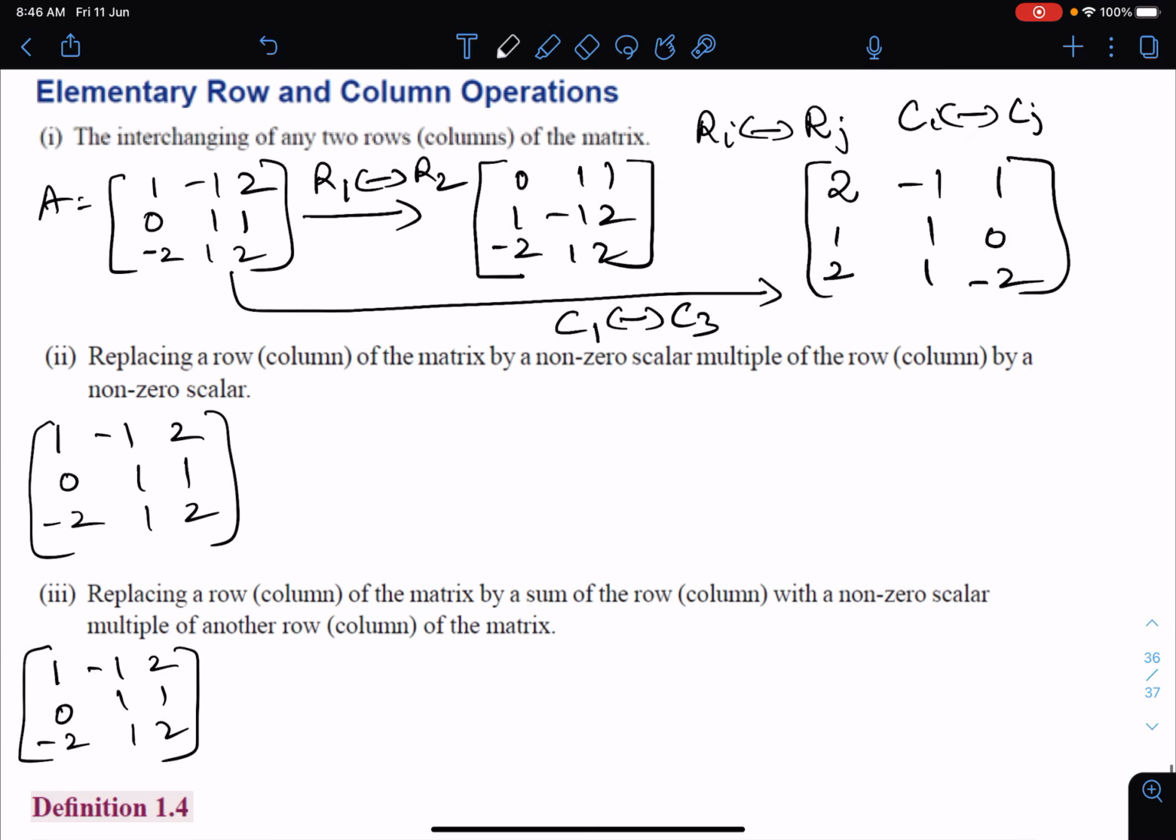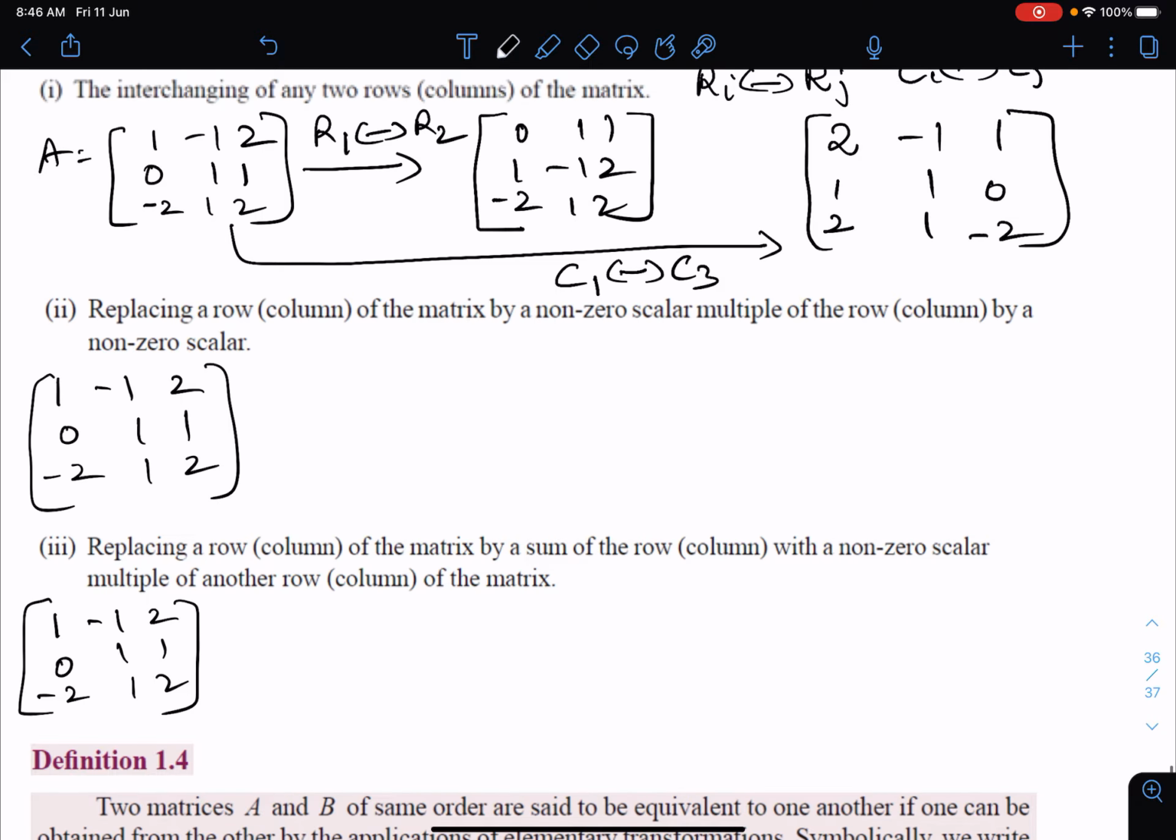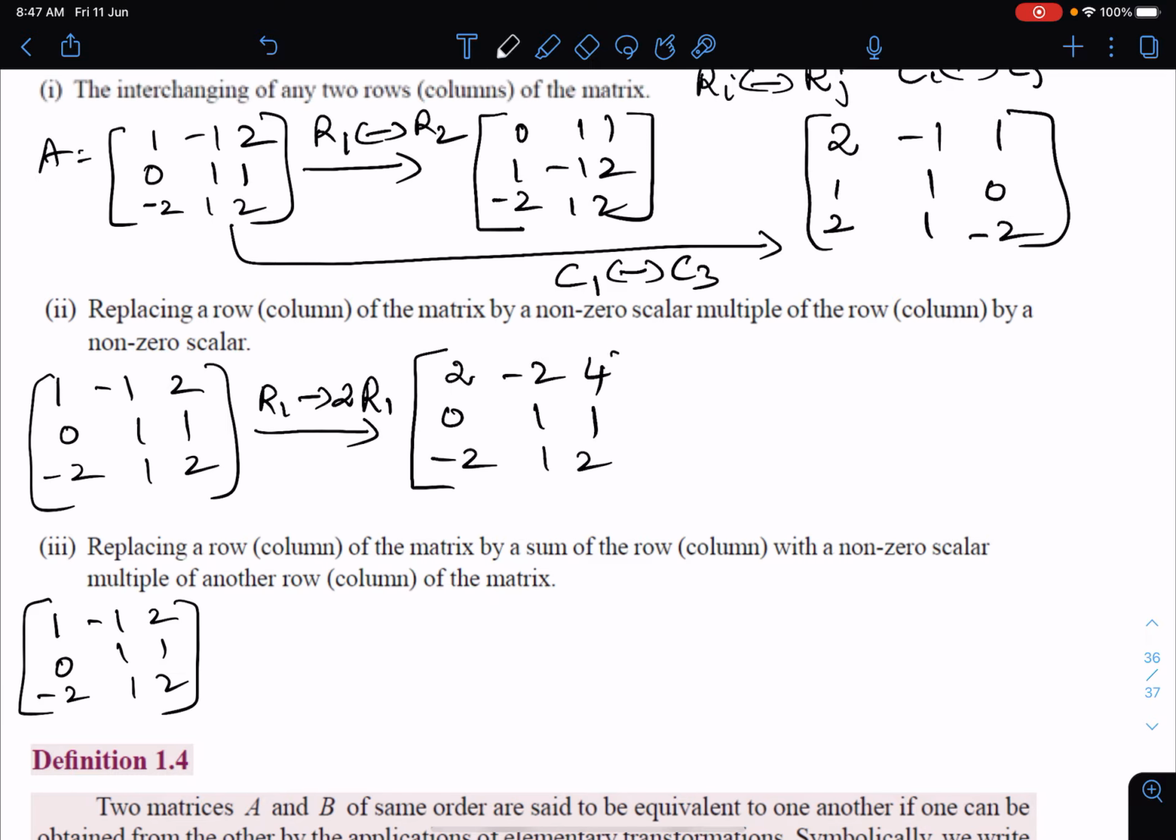Now the second property: replacing a row or column of the matrix by a non-zero scalar multiple. So here you are going to replace R1 with 2R1. So you are going to multiply R1 by 2. So 2, minus 2 and 4, and the remaining rows are the same. You are not going to make any changes.